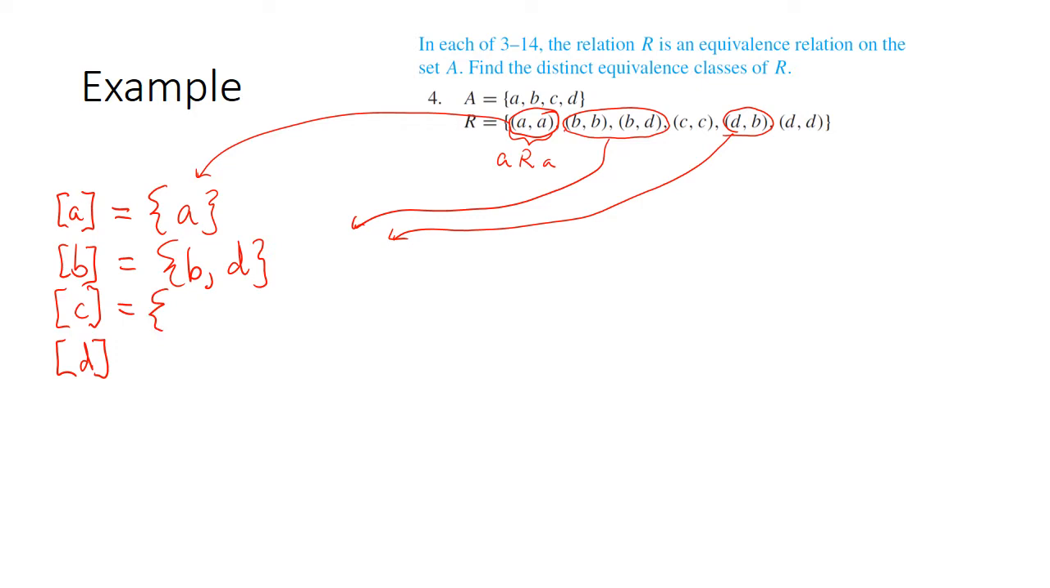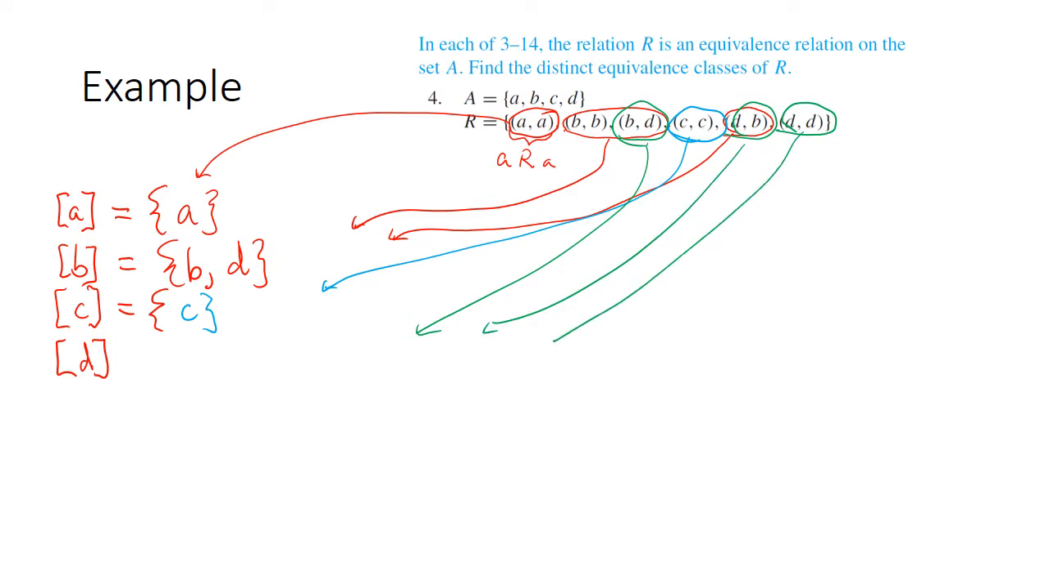Okay, and then c, what is c related to? Let me switch to a different color, this might be getting confusing. I think c is only related to itself, so that's going to give me just c there. And then finally for d, d is related to itself, and d is also related to b in both orders. It is an equivalence relation, so of course it has to be in both orders in those ordered pairs. So the equivalence class of d is going to give me d and then also b. So actually, these two right here, these are the same.